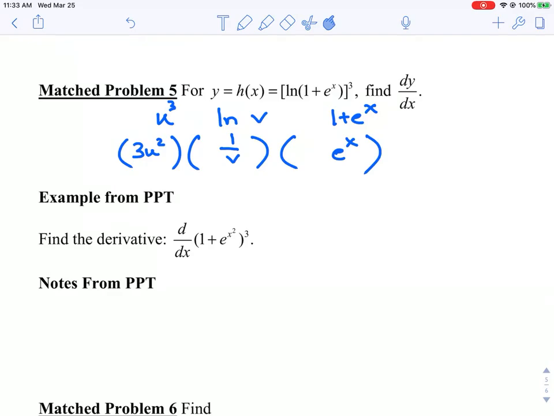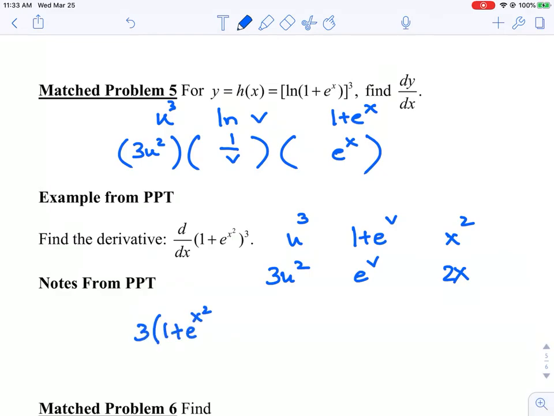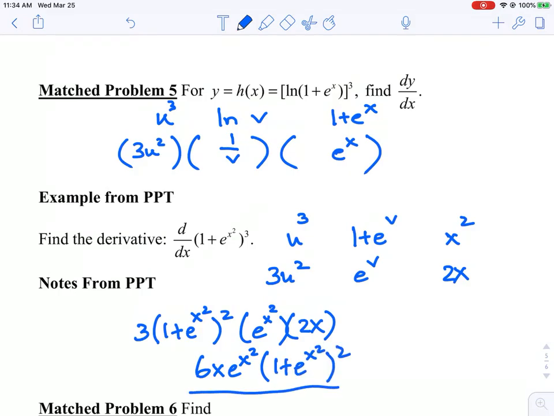And let's do this example here. We have first u to the third, and we have 1 plus e to the v, and we have x squared. So this is 3u squared, this is e to the v, and this is 2x. So 3 times 1 plus e to the x squared, squared, times e to the x squared, times 2x. So we get 6x e to the x squared times 1 plus e to the x squared, squared.